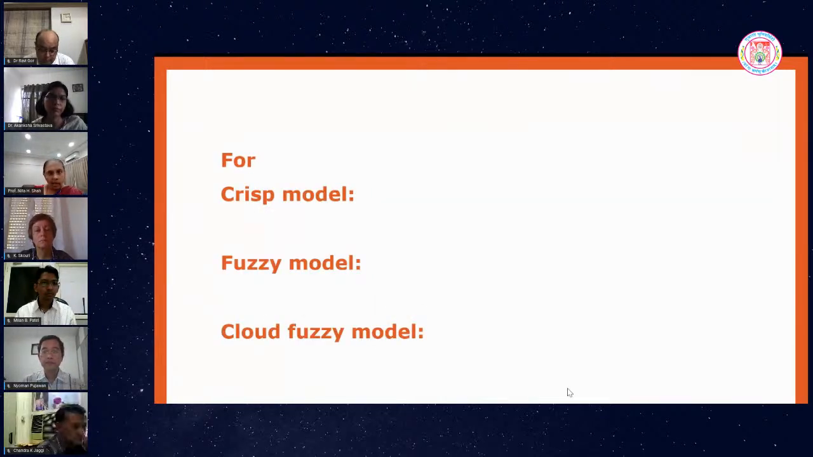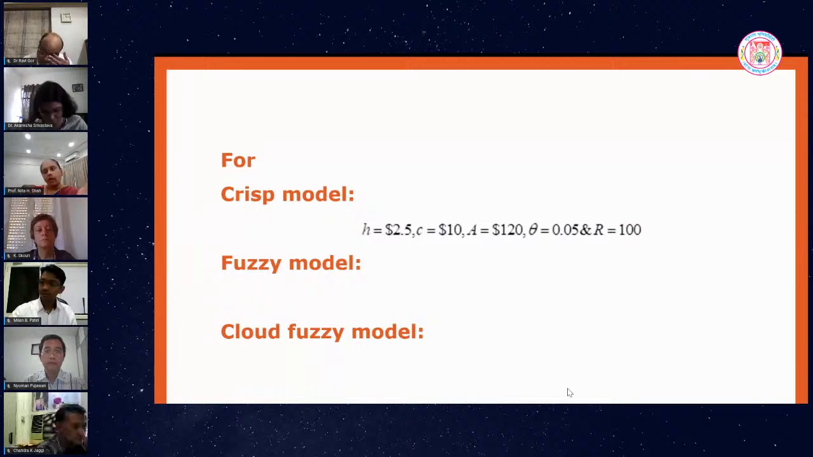So for the CRISP model, let us visualize using data. We have holding cost to be $2.5, purchase cost to be $10, ordering cost to be $120, deterioration rate is 5%, and demand to be 100 units.